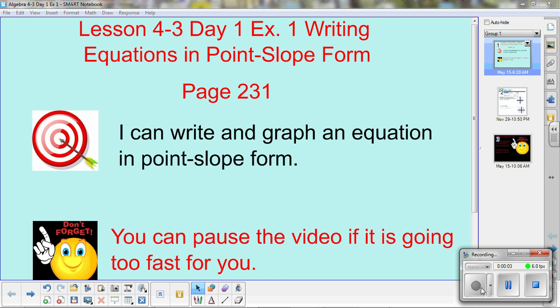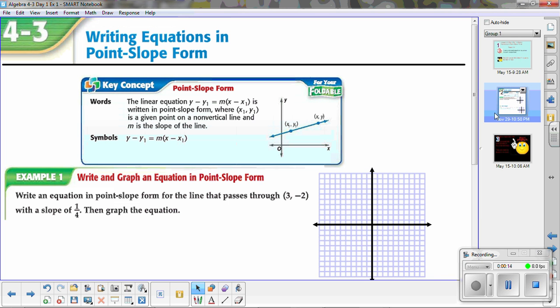In Lesson 4.3, Day 1, Example 1, Writing Equations in Point-Slope Form, you'll be writing and graphing an equation in point-slope form. Point-slope form looks like this. y minus y1 equals m times the quantity x minus x1.